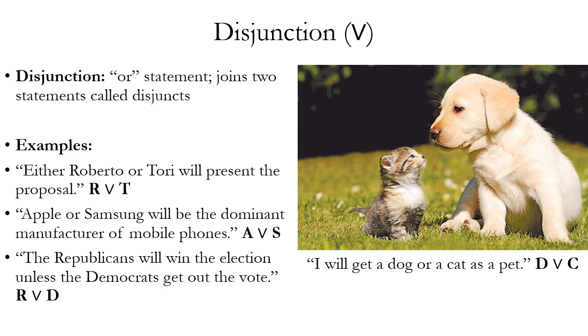I will get a dog or a cat as a pet. So in this case, the capital D stands for I will get a dog as a pet, and the capital C stands for I will get a cat as a pet. So both of those have been somewhat abbreviated, both the first and second disjunct, to avoid repetition. But it's important to remember, as before, what the actual statement being referred to by each capital letter.